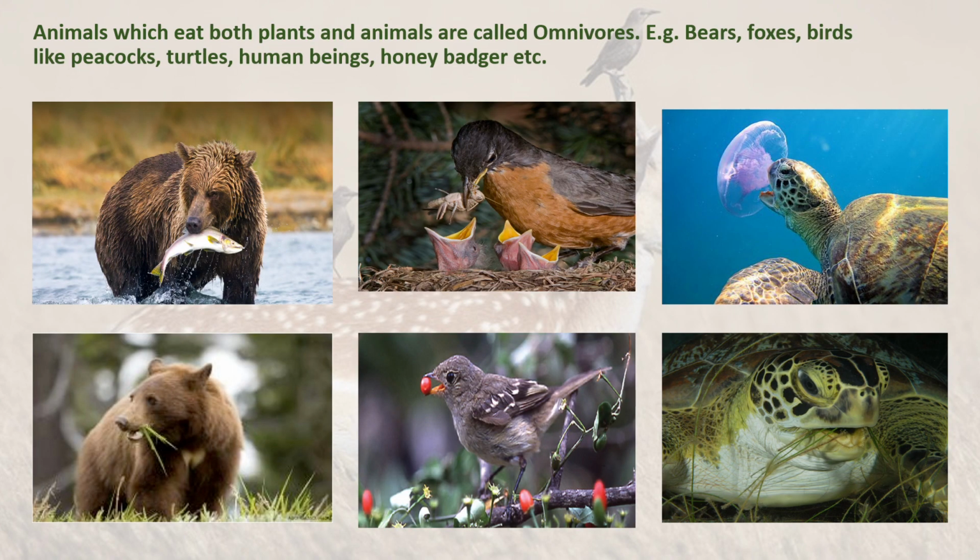The next kind of animals are called omnivores. So we read about herbivores, which eat only plants. Then we read about carnivores, which eat only other animals. And then we have omnivores, because they eat both plants and other animals. So animals which eat both plants and animals are called omnivores. Now, what are a few examples of omnivorous animals?